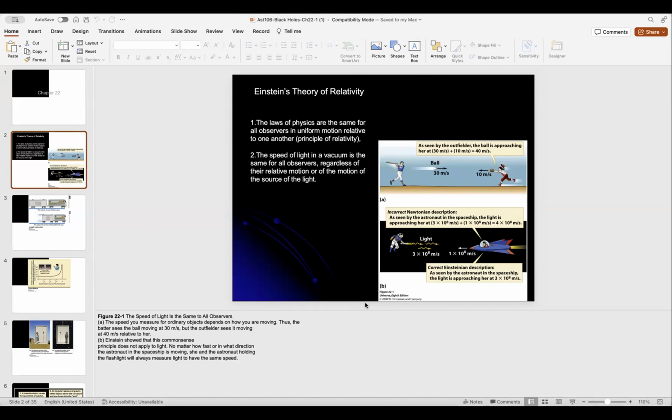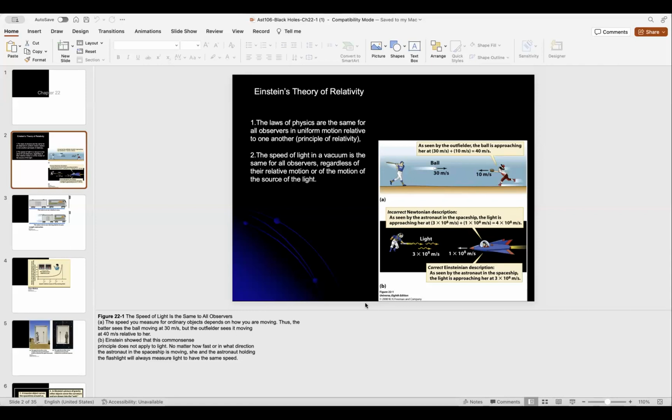However, when it comes to light, on the left, we have an astronaut who is shining a flashlight, and he measures the speed of light to be 3 times 10 to the 8 meters per second. And there's another spaceship approaching the astronaut from the right, and it is moving at the speed of 1 times 10 to the 8 meters per second. If we apply the same logic, then the speed she should measure should be 4 times 10 to the 8 meters per second. But it turns out that when she measures the speed of light, it will be 3 times 10 to the 8 meters per second.